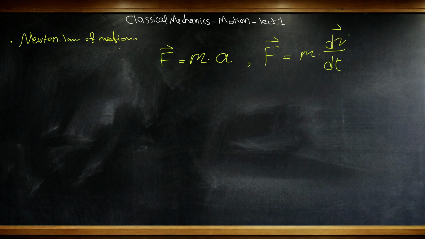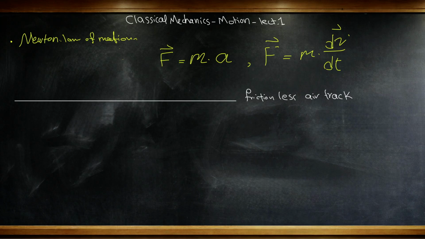The key observations behind the new second law of motion can be summarized in the following experiment. Imagine a frictionless air track, and you have an object here, and you have a spring scale to measure the force.